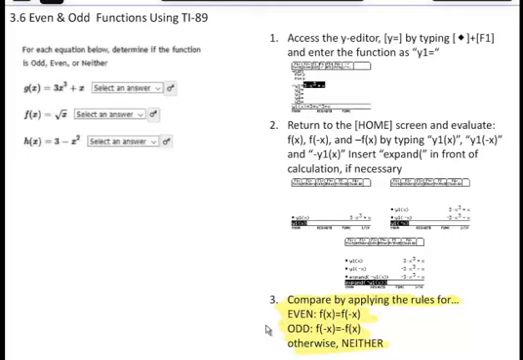Okay, so if you take a look at this, basically what we're going to do on our calculator is create three functions. We want to type in our f of x, so we can compare that. We also need f of minus x, and then we also need negative f of x. So these are the three forms that we're going to compare.